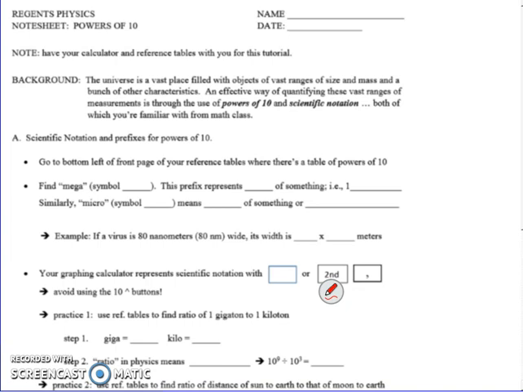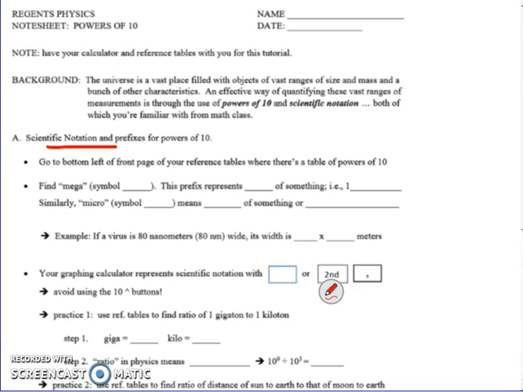All right, so I'm going to start with scientific notation and prefixes of powers of 10. If you go to the bottom left-hand page of your reference tables, you will see a table that has prefixes from tera to pico. Okay, so let's just go through it, make sure you understand. And if you have questions, you can come into class and ask.